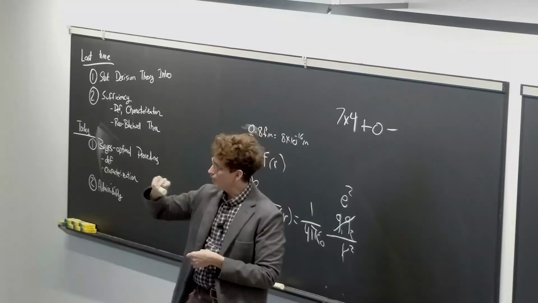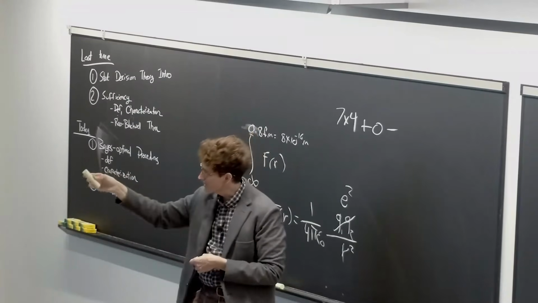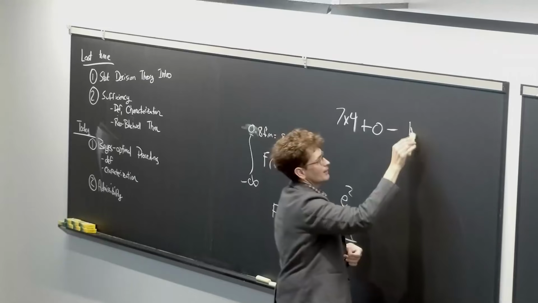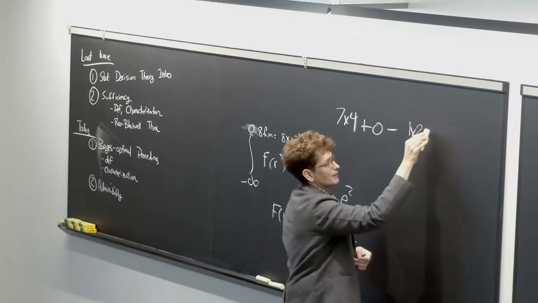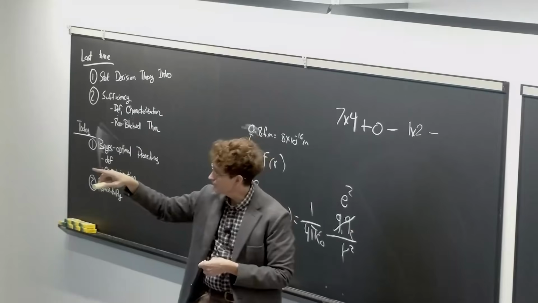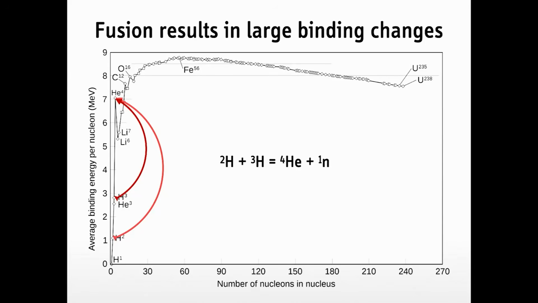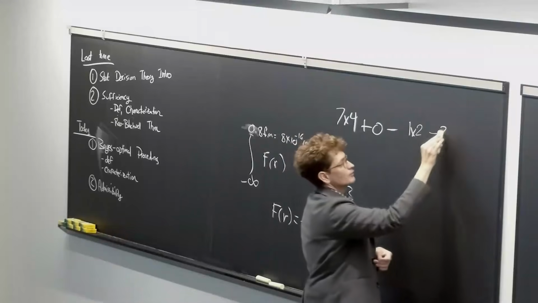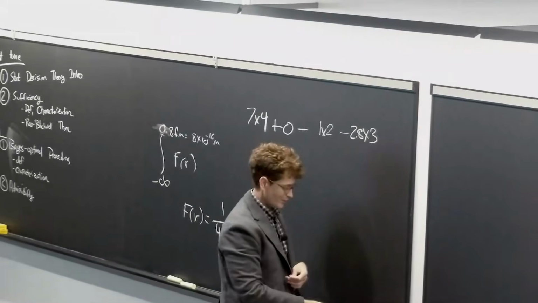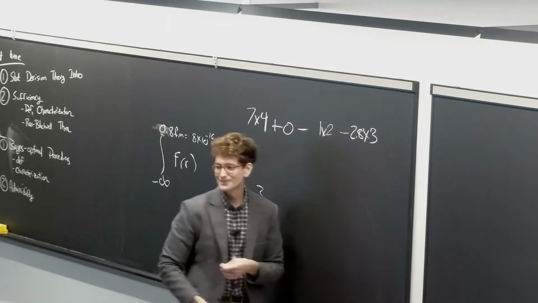So we have 1 deuterium, which has a binding energy of about 1 MeV per nucleon. So 1 times 2 nucleons, minus helium-3, which has a binding energy of about 2.8. 2.8 times 3 nucleons. Does anyone want to run that on a calculator?